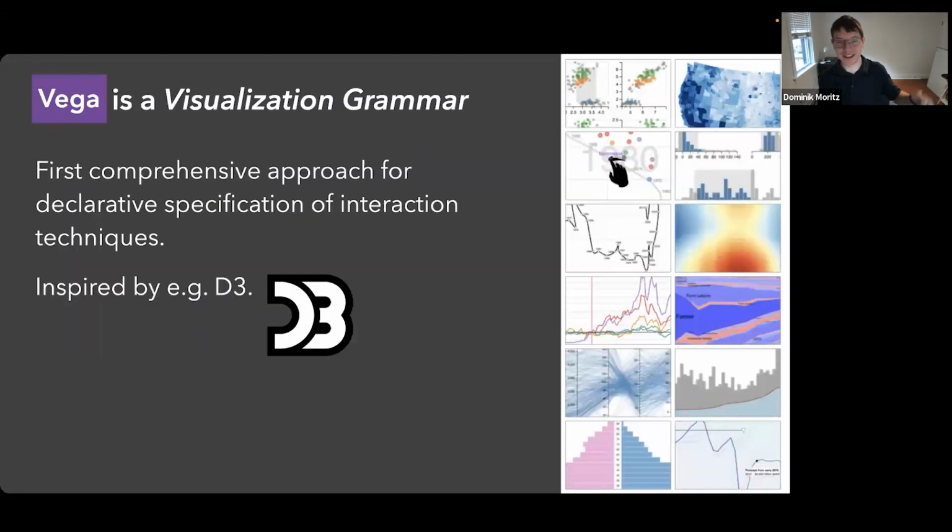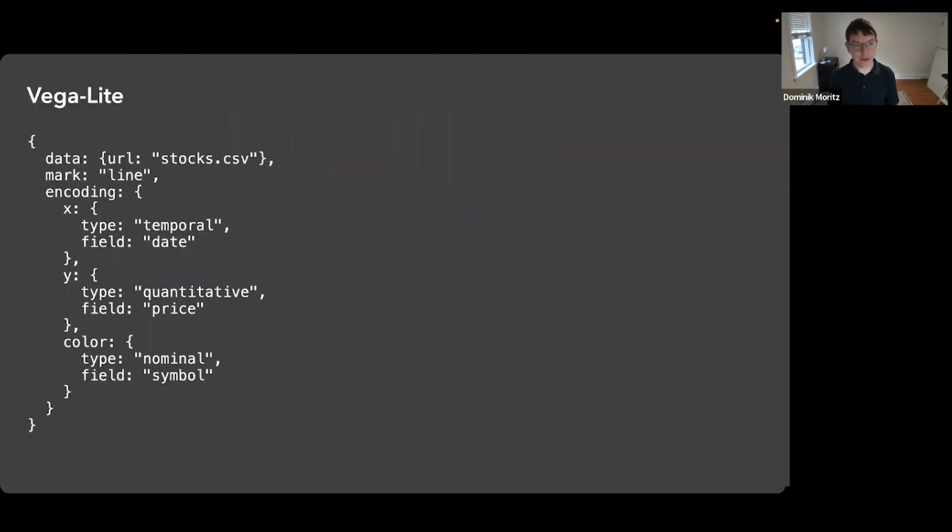So what is Vega? Vega is a visualization grammar, and it actually came before Vega-Lite, and this is what Vega-Lite compiles to. Vega was the first comprehensive approach for declarative specification of interaction techniques, and it's heavily inspired by D3. And when we have a Vega-Lite specification like this one here that shows stock prices over time, so we have on the x-axis date, y the price, and then the color is the stock symbol. We can compile this Vega-Lite to Vega. So lots and lots of compilers.